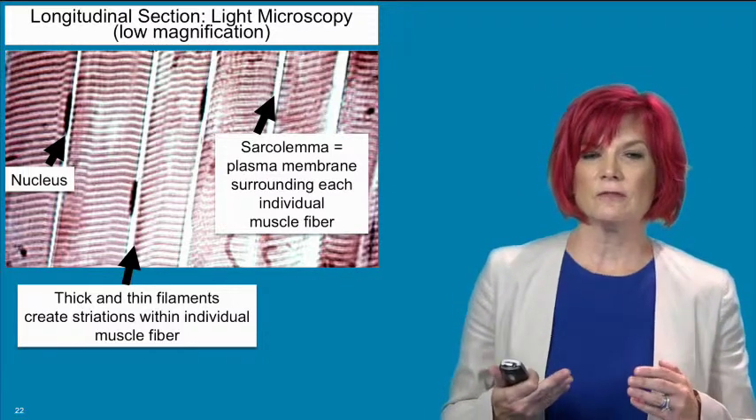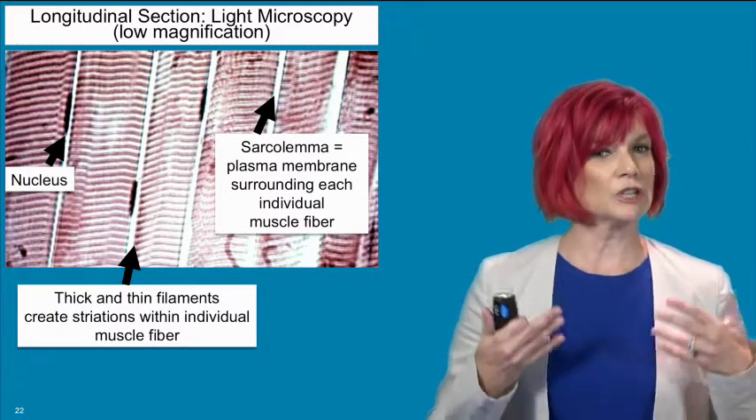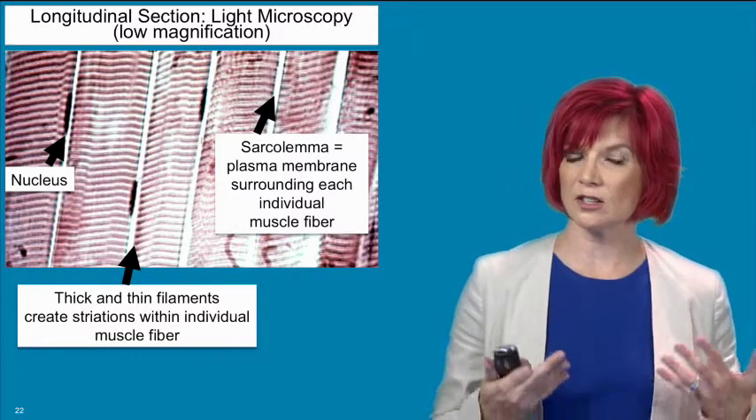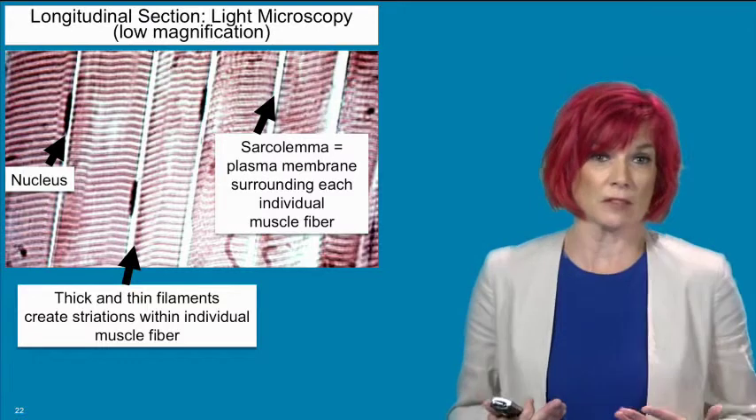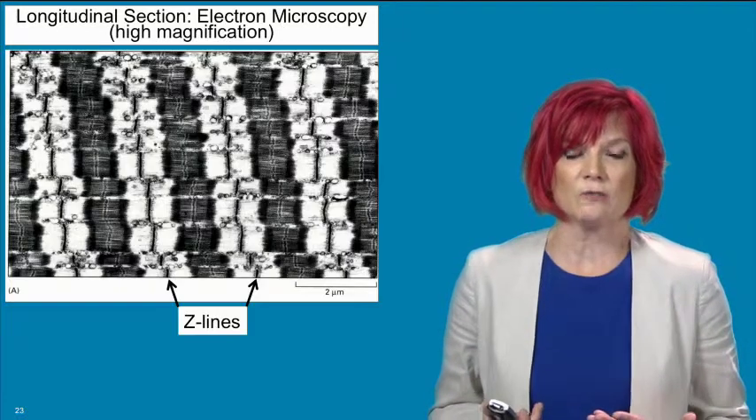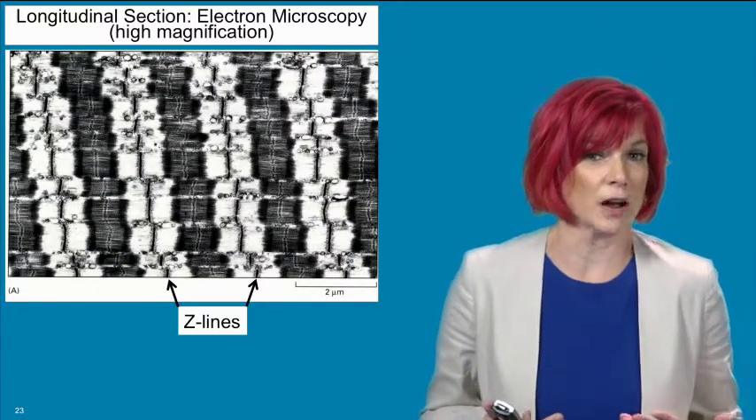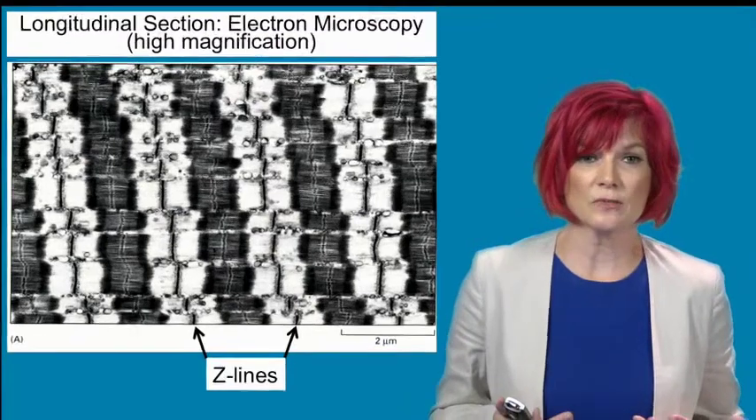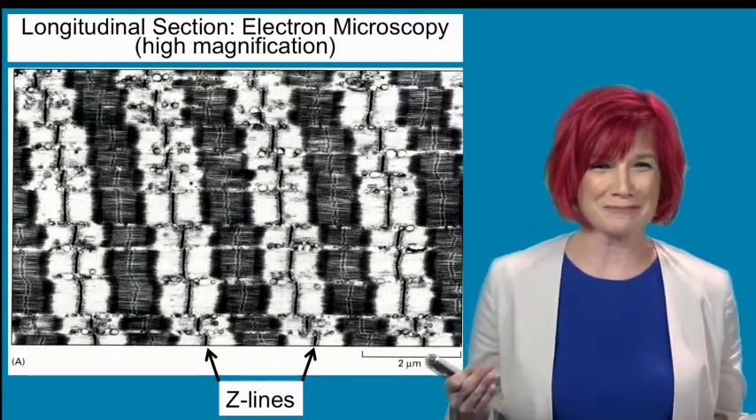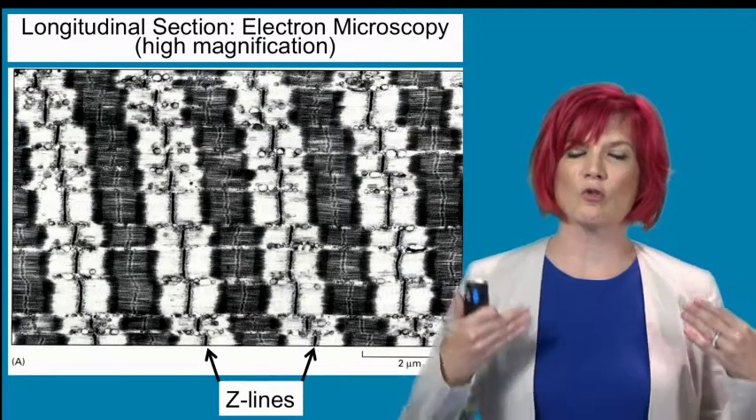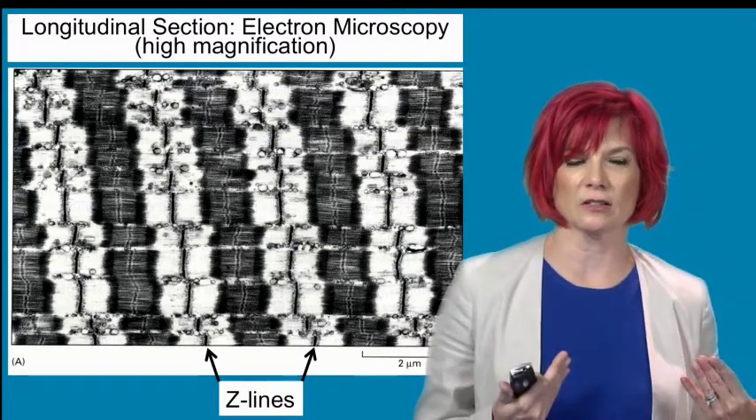The thick and the thin filaments are what is creating that striated structure that you can see so beautifully by light microscopy. Now, if we take a closer look by electron microscopy, which gives us a higher magnification view, I hope that you can really appreciate this regular ordered structure of skeletal muscle.